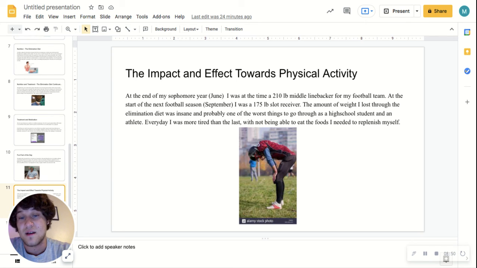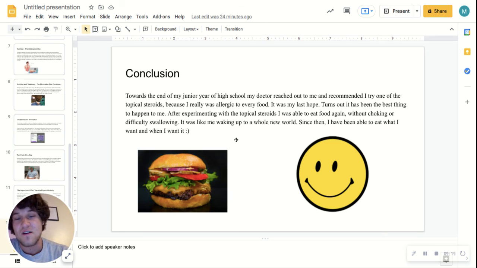And every day I was more tired than the last, with not being able to eat the foods I needed to replenish myself. I was also very jealous of my friends and what they were able to eat. I remember we'd do football camps and everything, and all of my friends could eat sandwiches and whatnot during the breaks. But I was stuck eating cold cuts because that was the only thing I was allowed to eat. And so my conclusion.